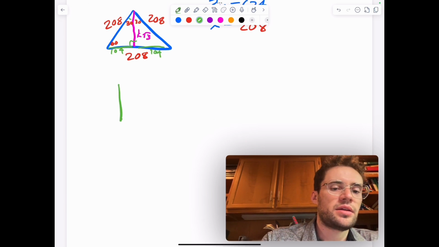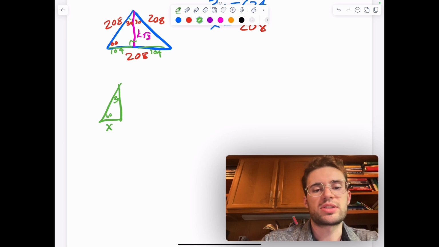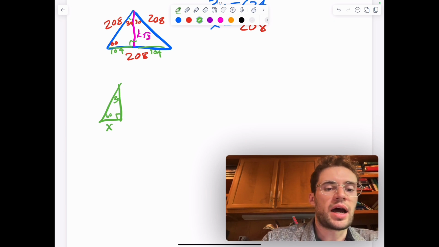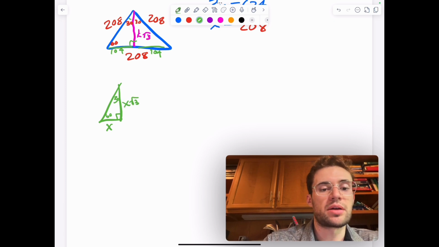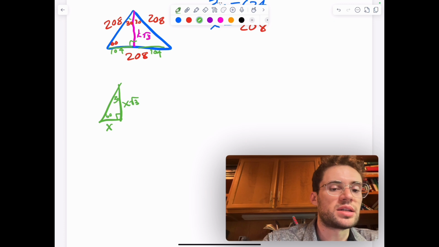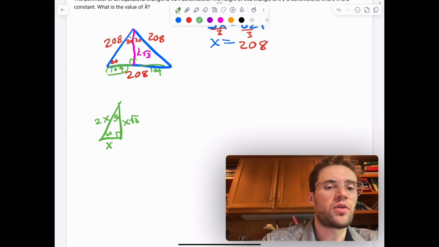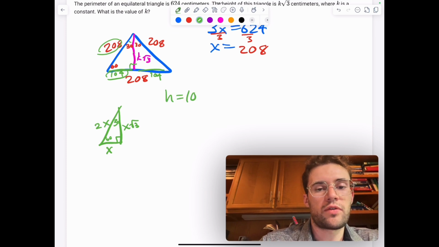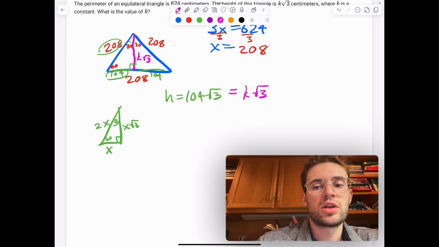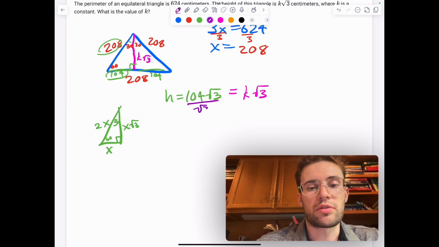Now for a 30, 60, 90, the ratio of sides, the smallest side is the one opposite the 30. You could call that x. The side opposite the 60 will be x times the square root of 3. So it's square root of 3 times bigger than the smallest side, and then the hypotenuse should be double the smallest side, so that's 2x. In this case, we could see the side opposite the 30 is 104, the hypotenuse is double that, 208. So our height here should be the small side, 104 times the square root of 3. So our height equals 104 root 3, and they also said that's equal to k times the square root of 3. So we need to solve for k, just divide both sides by the square root of 3, and you'll be left with k is equal to 104.